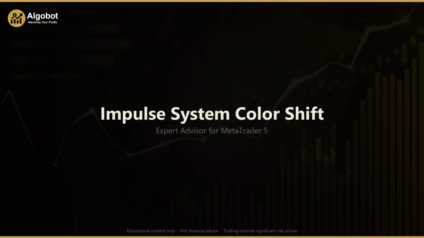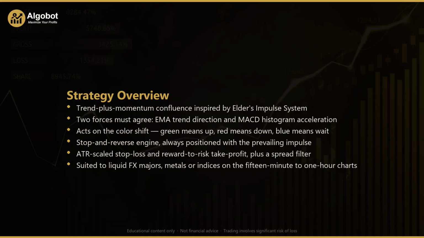Let's get started. So what does this expert advisor actually do? At its core, the Impulse System Color Shift is a trend plus momentum confluence strategy. Instead of relying on a single signal, it demands that two independent readings of the market agree before it takes a position. That idea comes straight from Dr. Alexander Elder's impulse system, and this expert advisor adapts it into a fully automated tool for MetaTrader 5.